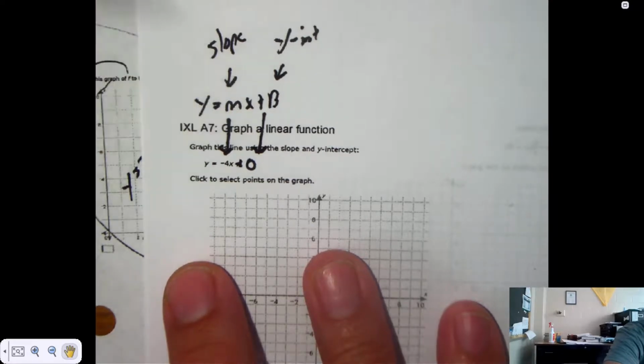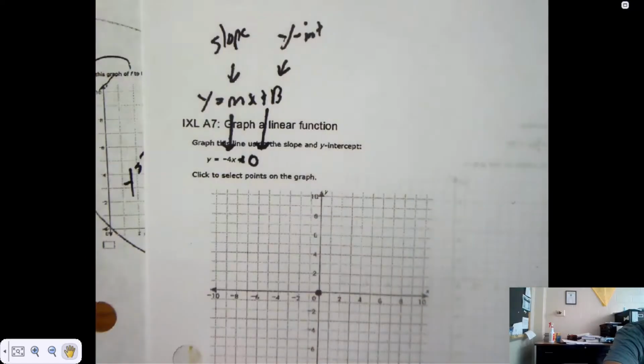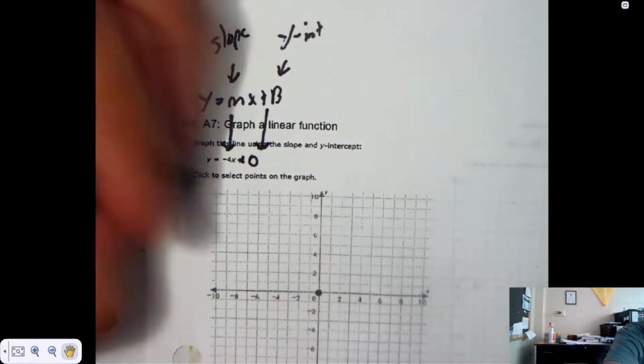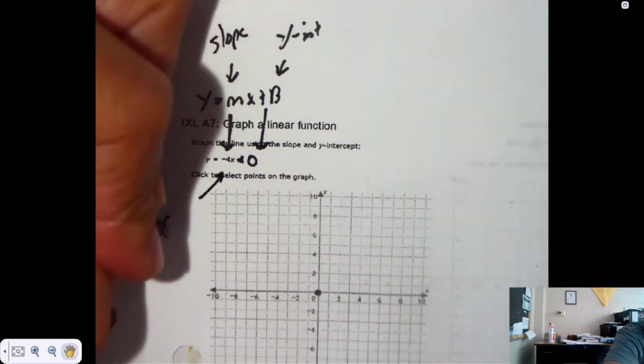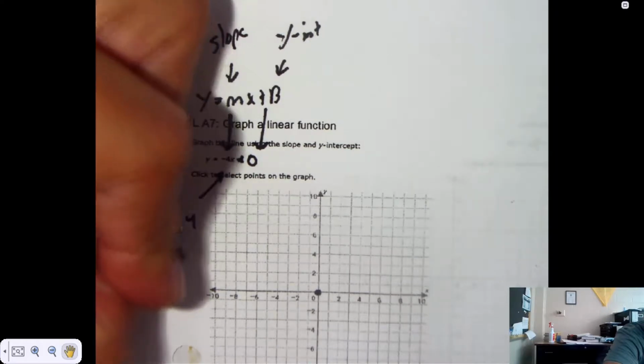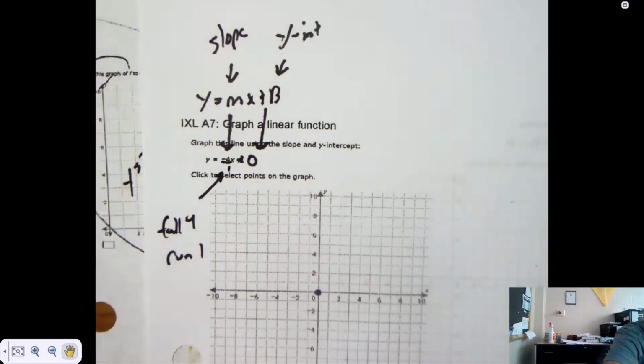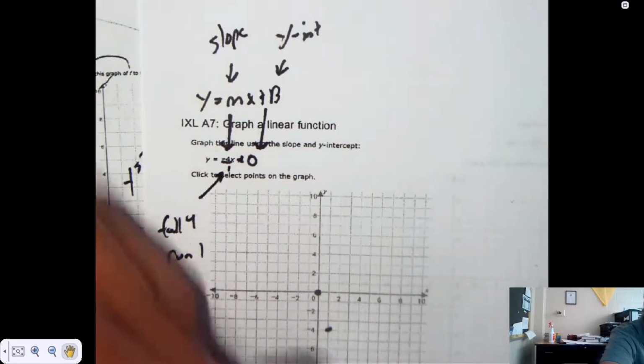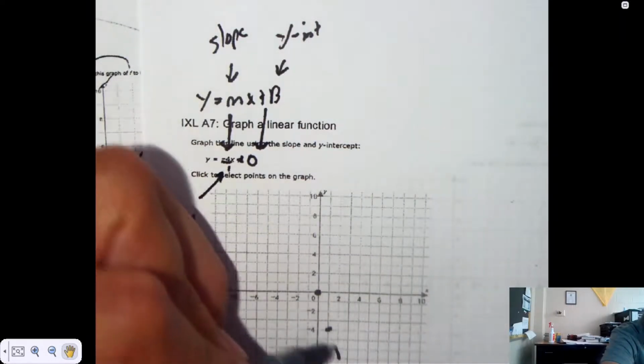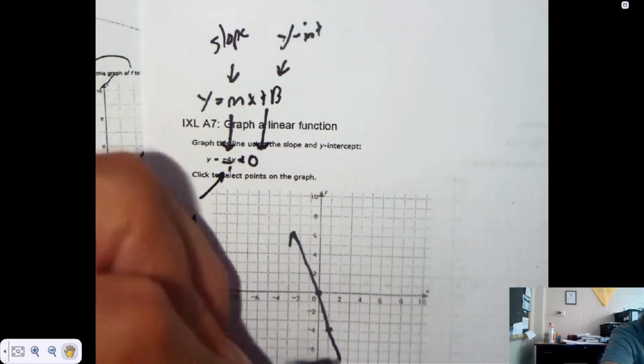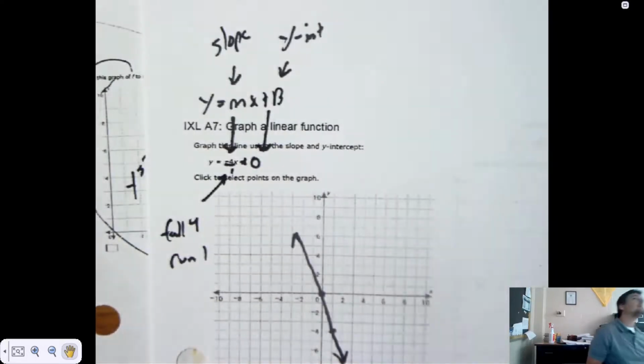So this tells me my y-intercept. We cross at the origin. And what do we do from the origin? Fall 4 and run 1, because there's an understood 1 under that 4. And I believe it would look something like this. Now, IXL, you only have to do 2 points. Obviously, that's all it takes.